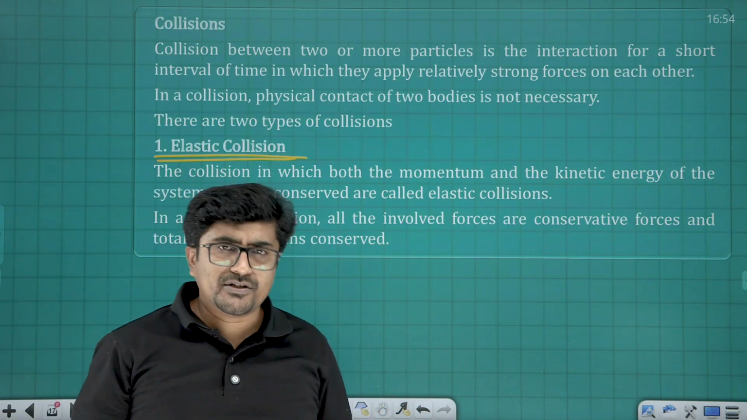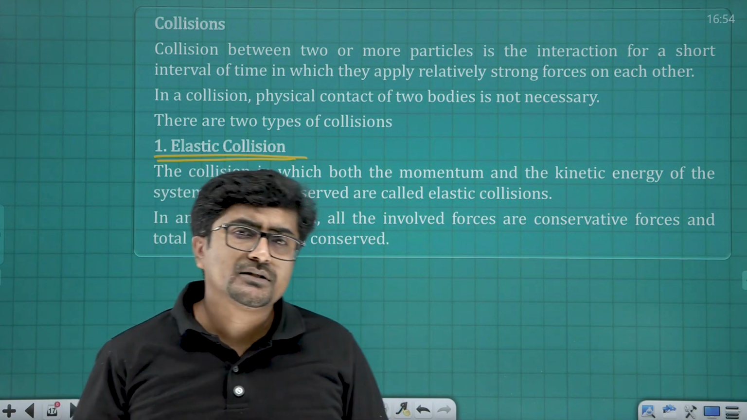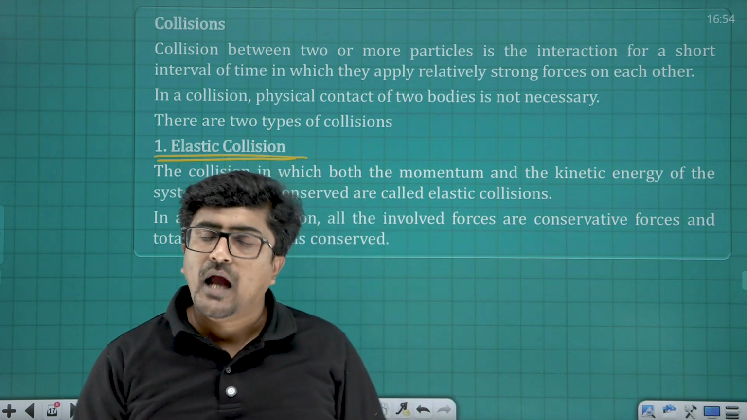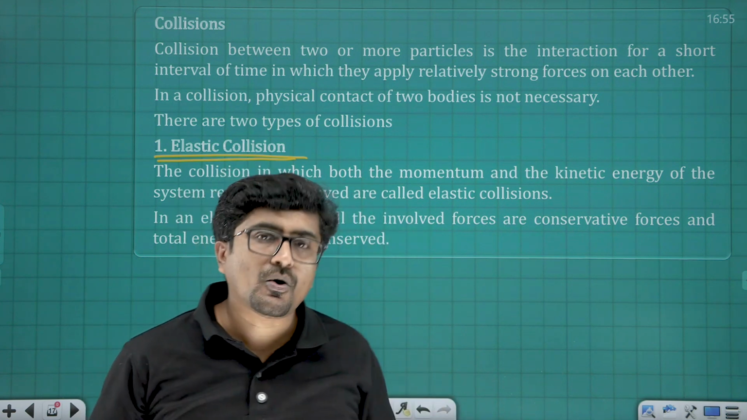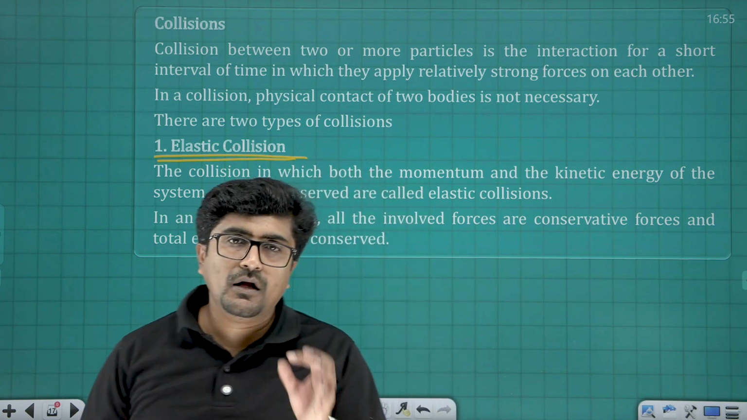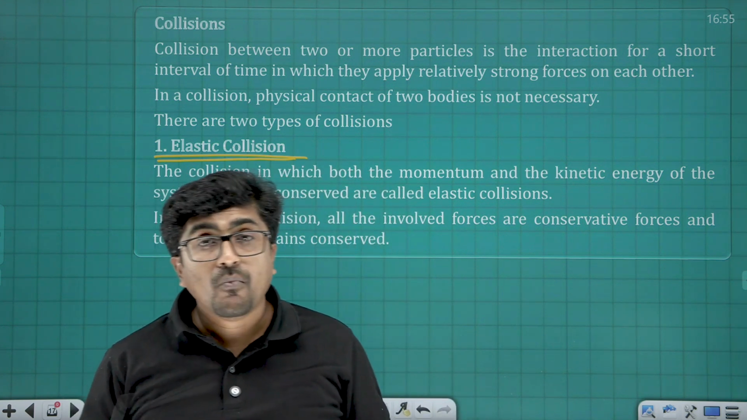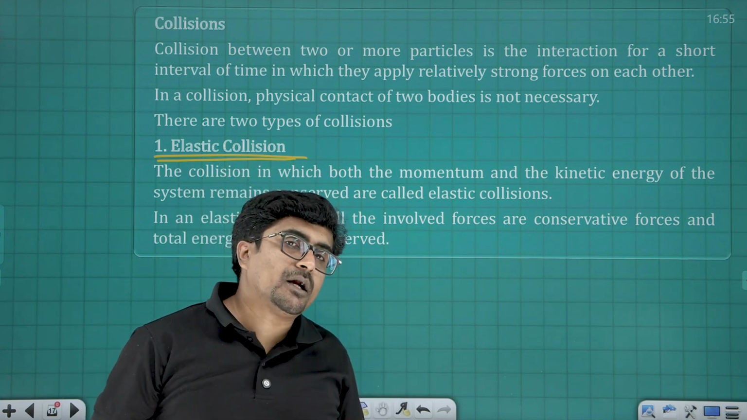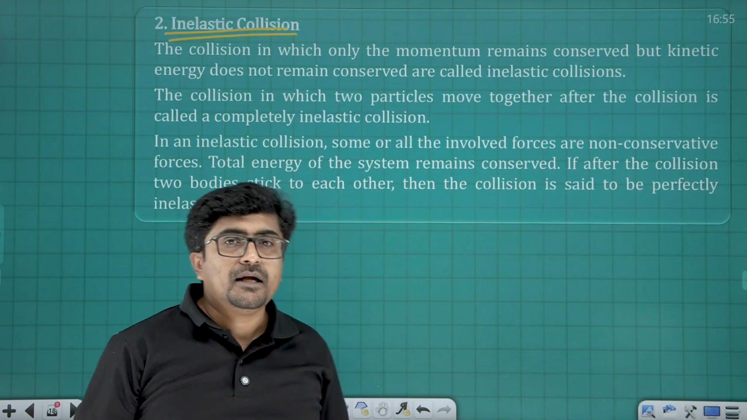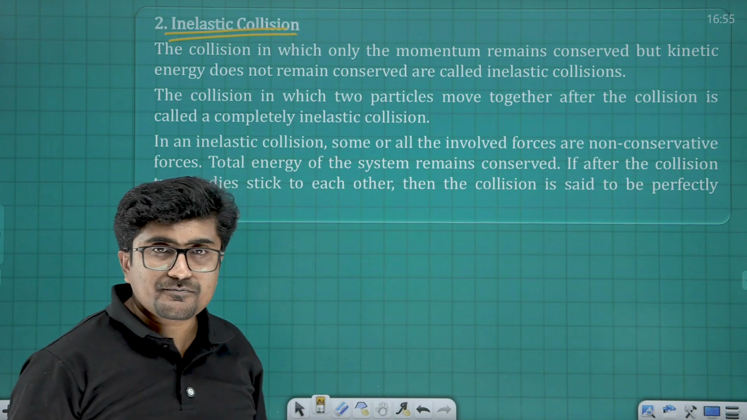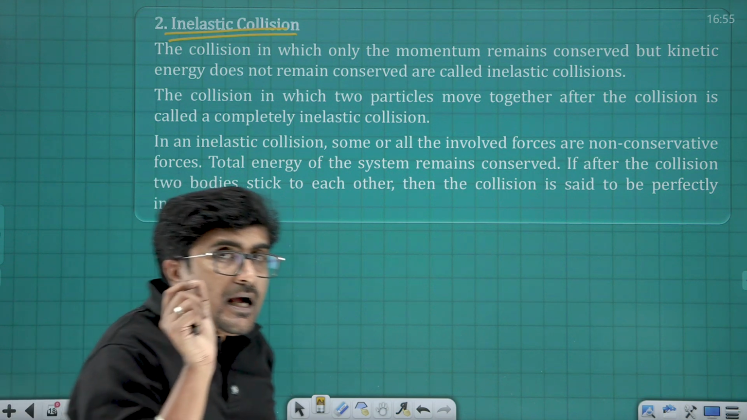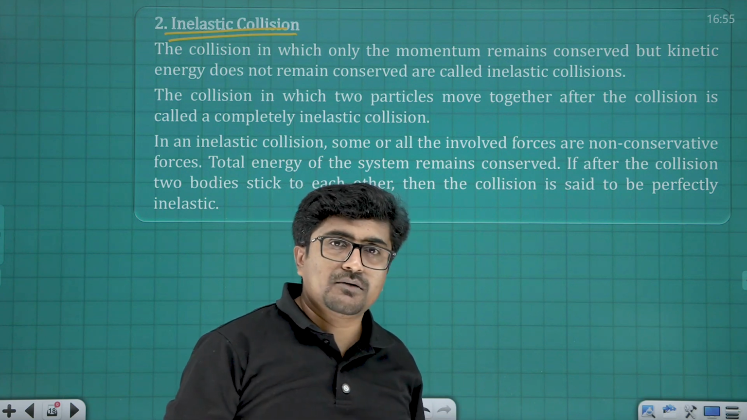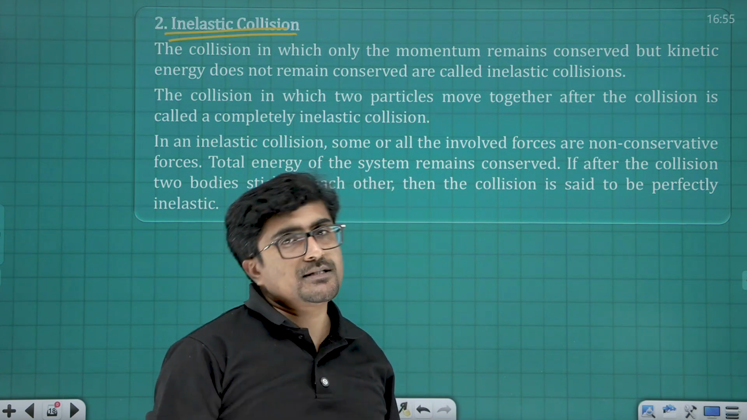In elastic collision, the kinetic energy and linear momentum before collision are the same as the kinetic energy and linear momentum after collision. In short, in case of elastic collision, kinetic energy as well as linear momentum are both conserved. But in case of inelastic collision, kinetic energy is not conserved, but linear momentum is conserved.